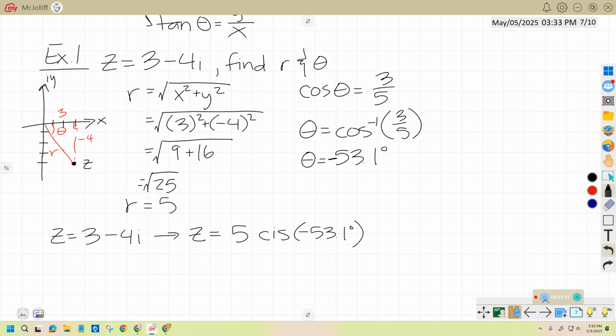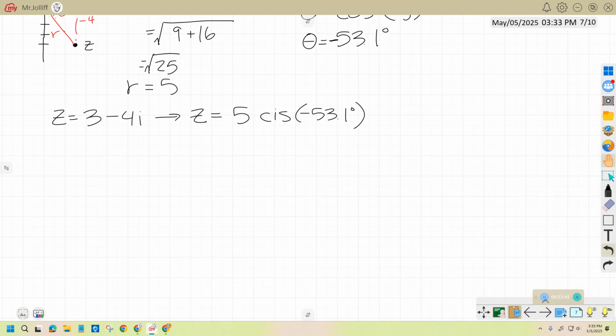All right, I'm going to pop one more up there. I'm going to give you a couple minutes in your small group to do it, and then I'll give you some homework time. All right, I'm going to pop 4 minutes on the clock. In your small groups, finding modulus, finding argument.